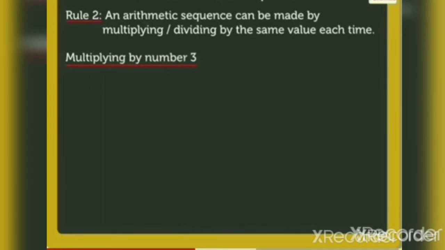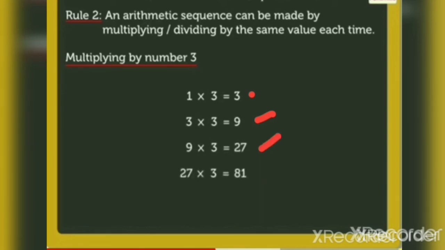So let us start by multiplying a number by 3. We will get a number pattern. First of all, 1 into 3 is equal to 3. 3 into 3 is equal to 9. Now again we will multiply 9 by 3. So 9 into 3 is equal to 27. Now multiply this 27 again by 3, 81. Then 81 into 3, 243.